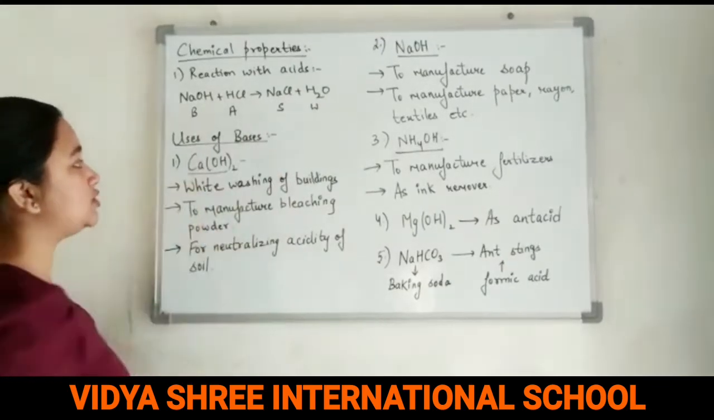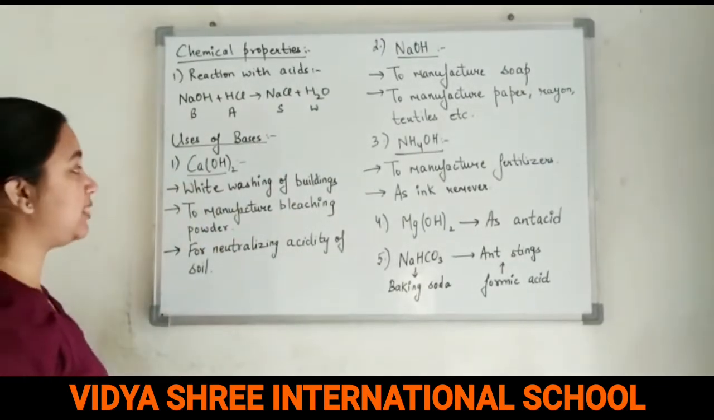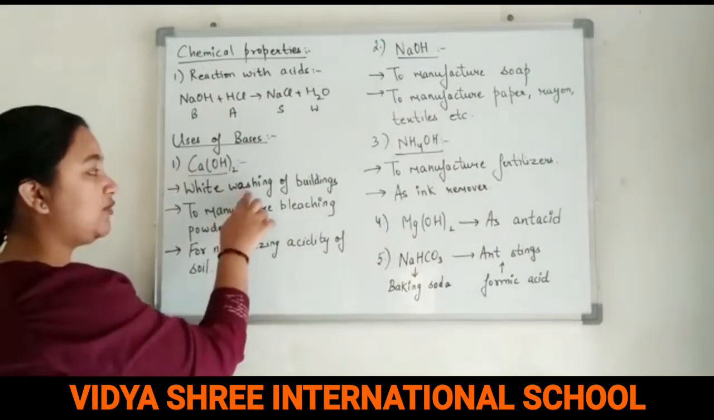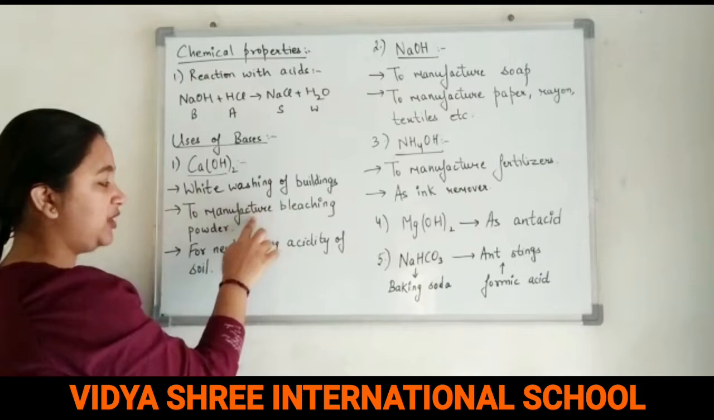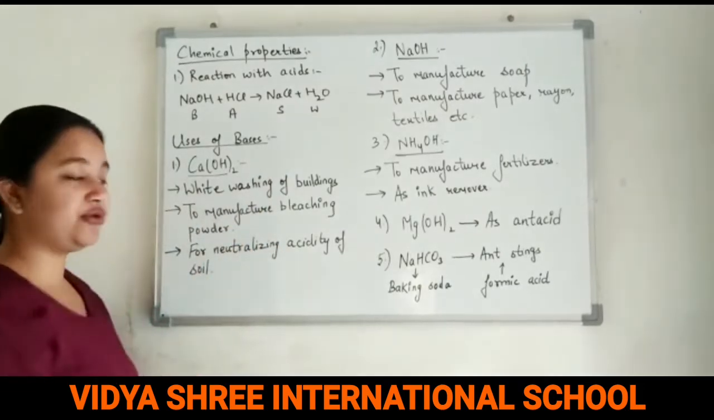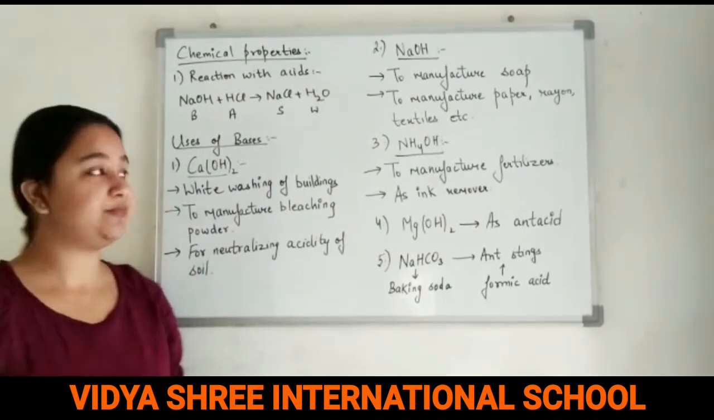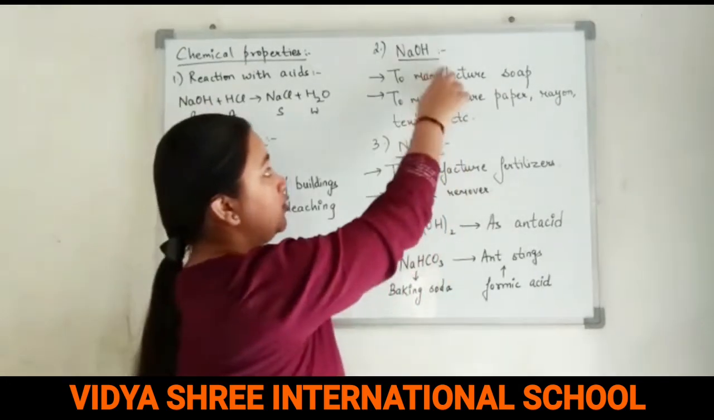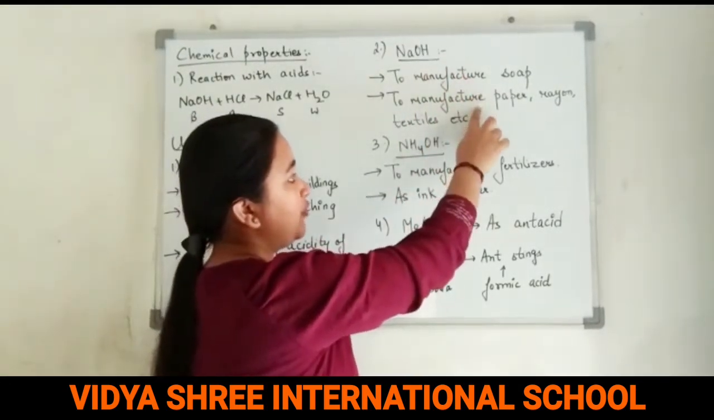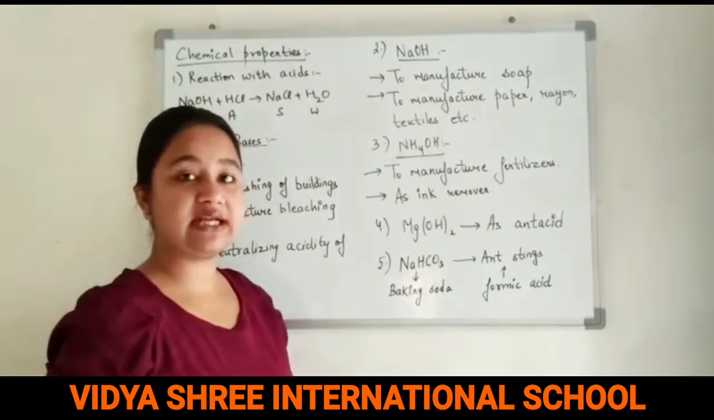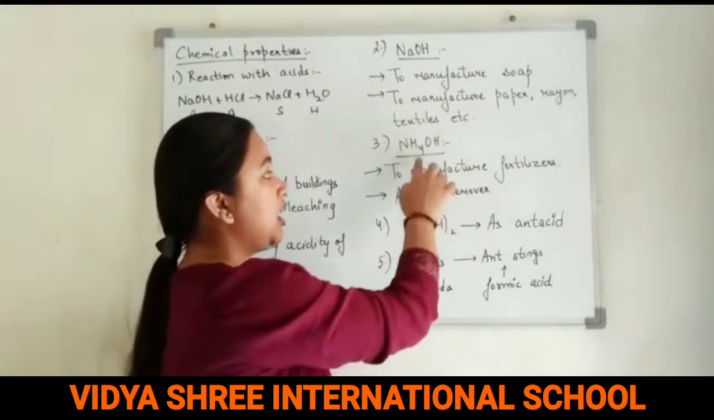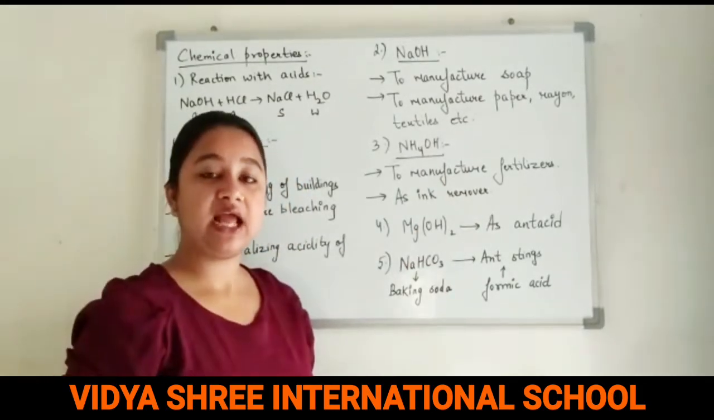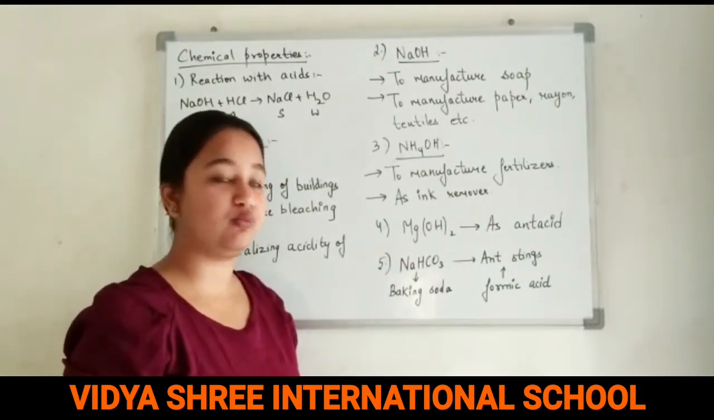Moving to uses of bases. First is calcium hydroxide, which is also known as slaked lime. It is used in whitewashing of buildings, to manufacture bleaching powder, and for neutralizing acidity of soil. Next is sodium hydroxide. It is used to manufacture soap, to manufacture paper, rayon, textiles, etc. Third is ammonium hydroxide. It is used to manufacture fertilizers and used as ink remover.